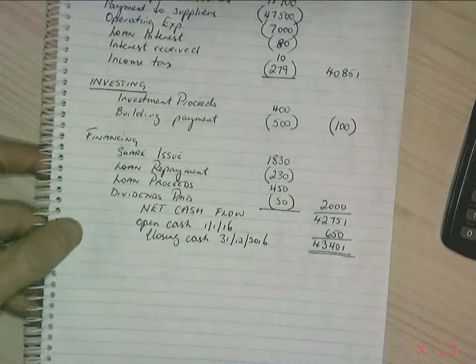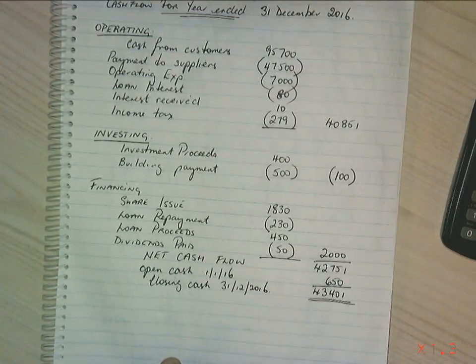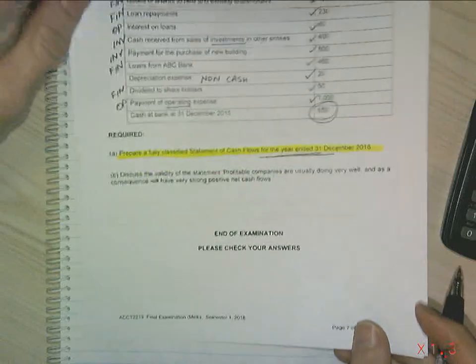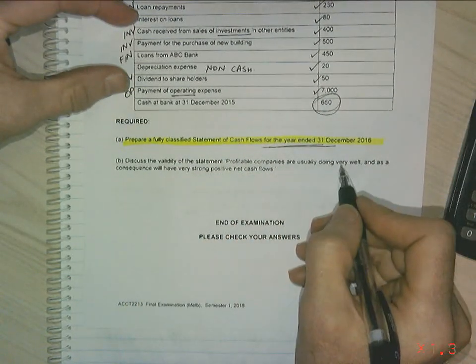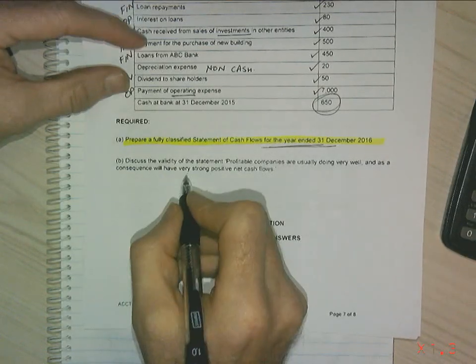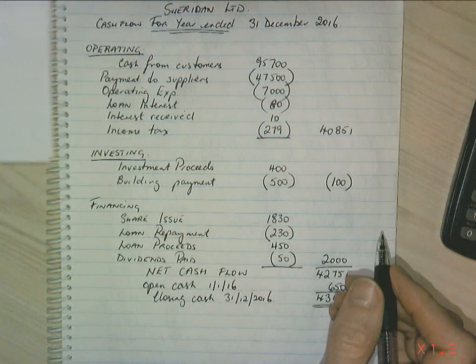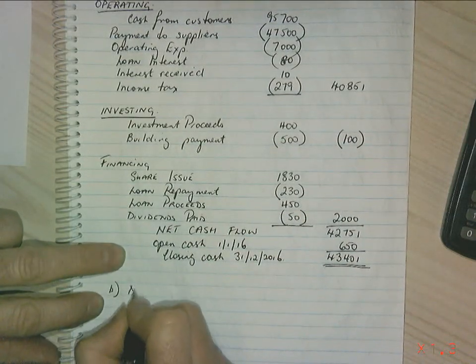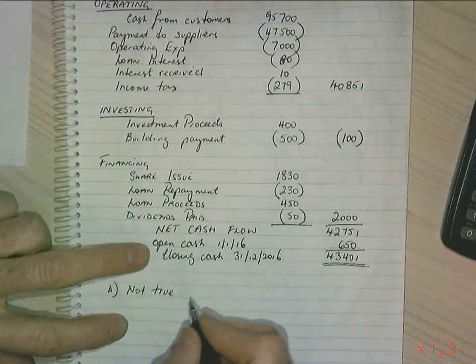Now, all right, so last question. I'll just get all that on screen for you. The last question says, discuss the validity of the statement that profitable companies are usually doing very well and as a consequence have a very strong net cash flow. Well, not true. Not true.